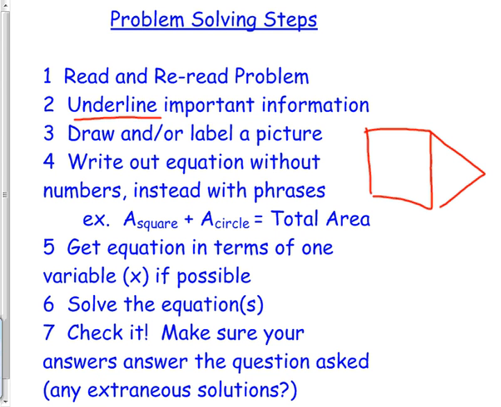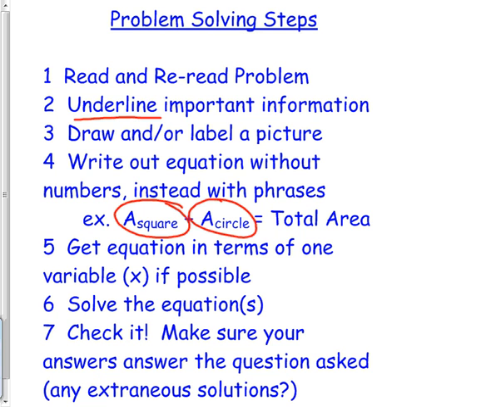Write out the equation without numbers, instead with phrases. This is a thing from Mrs. Richens that I kind of liked in her list of how to solve problems. She was saying to just write out what you mean. Area of the square, area of the circle, even if you don't know the formulas, kind of write them out, equals the total area. That's just a starter equation. Then you have to get the real equation. And I've tried to hammer on this: you really want it in terms of one variable, x. You don't want to have x and y.